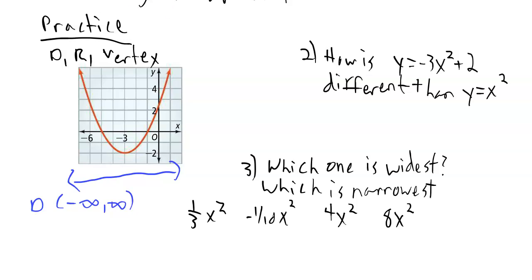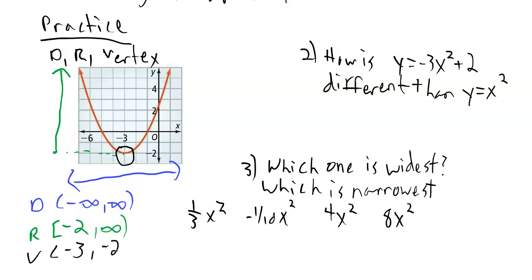What's our range? Well, the range is the y values. It's all the y values this takes. So we start here and we go up. The arrows tell us we keep moving up. So our range starts. What's our smallest value? It's -2, and it goes all the way up to positive infinity. Then finally we have our vertex, which is going to be the smallest value here, right there. So what's our vertex? Well, our x value is -3, and our y value is -2.